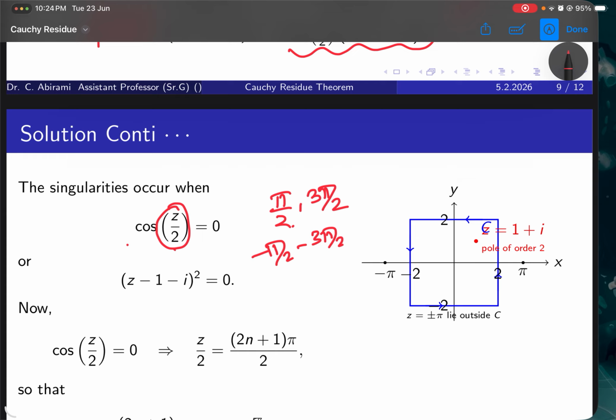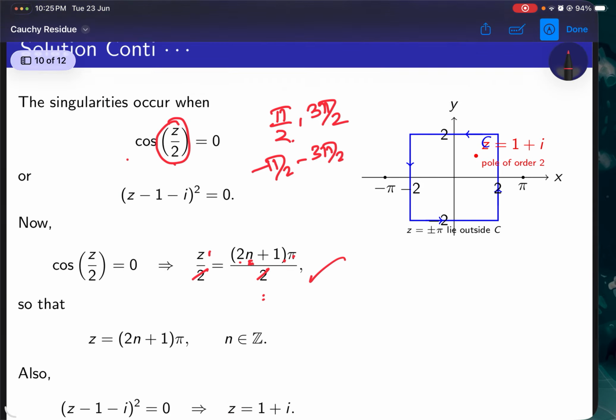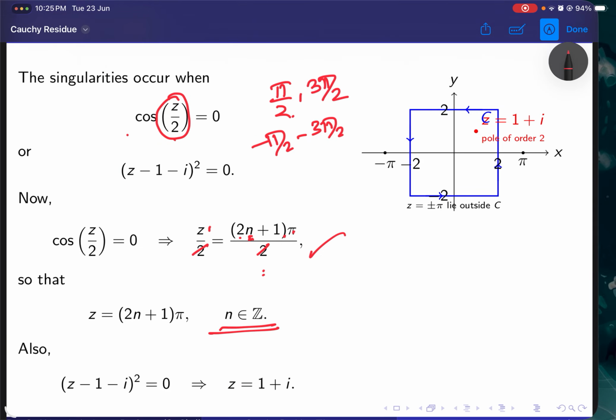So, cos(z/2) equal to 0 implies z/2 equal to (2n+1) pi by 2. If I put n equal to 0, pi by 2. If I put n equal to 1, 3 pi by 2. If I put n equal to minus 1, minus 2 plus 1, minus pi by 2, etc. So z is equal to (2n+1) pi, where n belongs to Z.